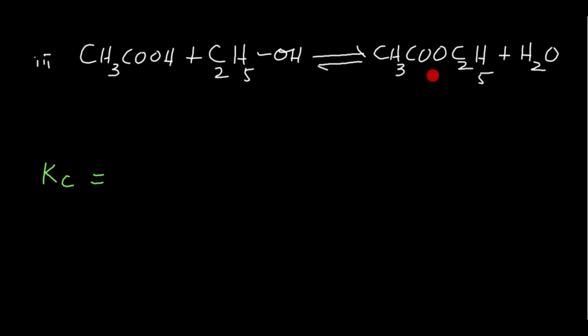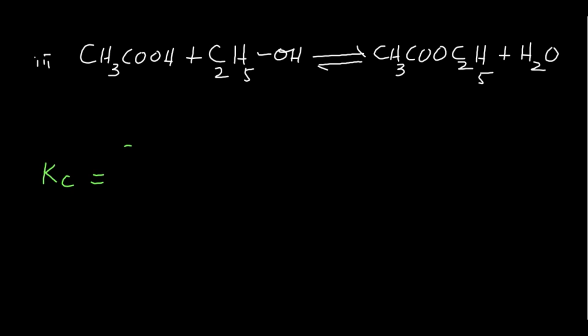This is ethyl acetate, which is ester, as well as water. These are products, right students? Products are written as numerator. While what are the reactants? Acetic acid and ethanol, these are reactants, and reactants are usually written as denominator. So we will write the value of Kc for this reaction, right students?